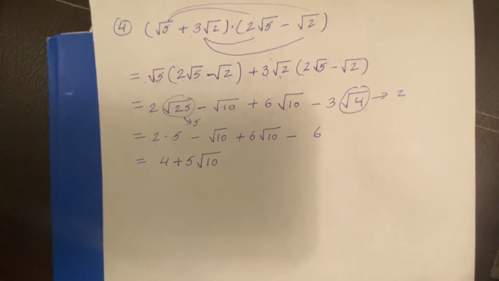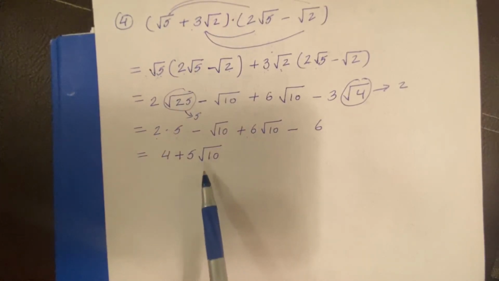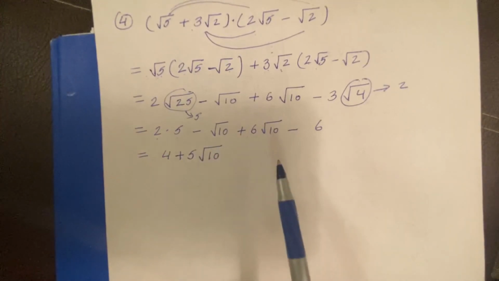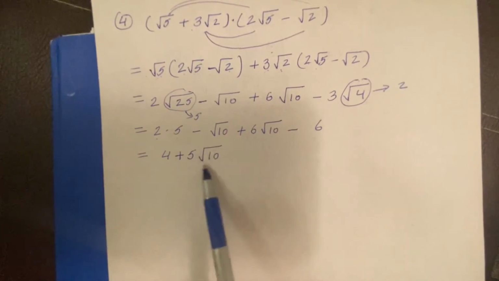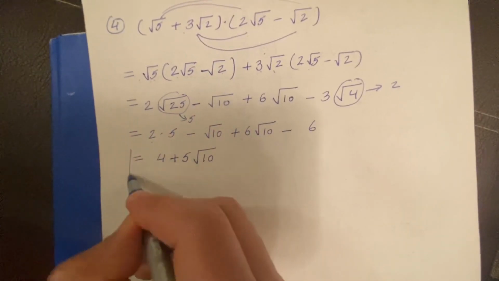And that's the final answer, because we cannot simplify anything further after this. We cannot do anything with this square root of 10, because 10 is 2 times 5, so we cannot simplify it. So this should be the final answer.